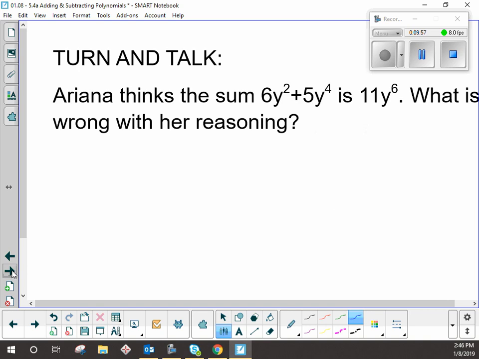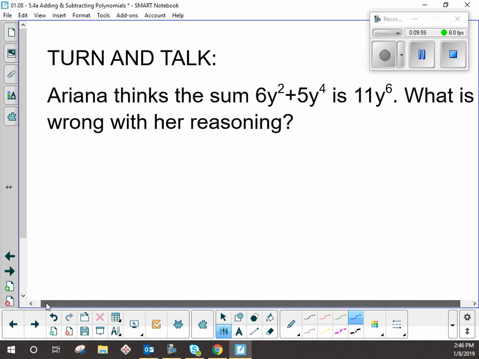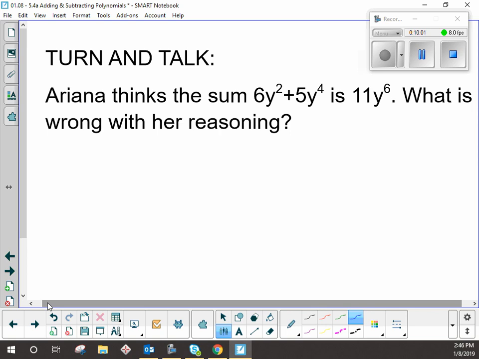All right, turn and talk. Ariana thinks that the sum 6y squared plus 5y to the 4th is 11y to the 6th. What is wrong with her reasoning? You two talk. And you two, and then you three. Take a moment while I do attendance.